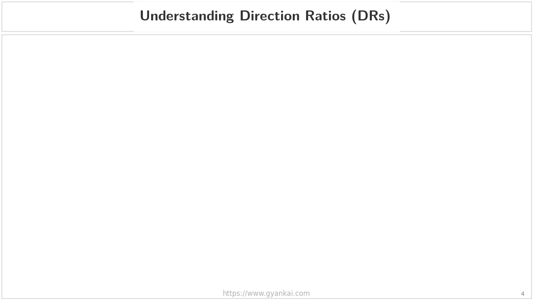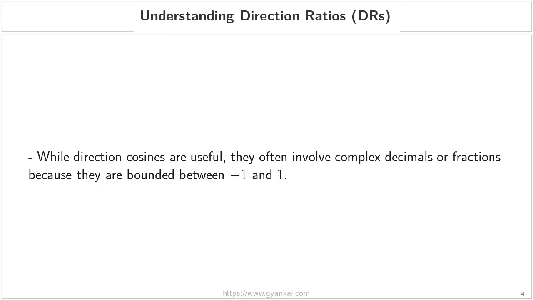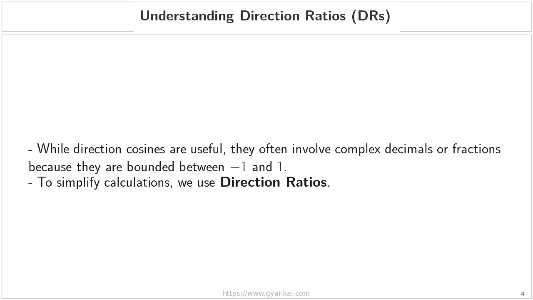Understanding direction ratios, DRs. Now you might be wondering, if we already have direction cosines, why do we need another concept? Well, as we saw in the previous slide, direction cosines are tied to the cosines of specific angles. Because these values are bounded between -1 and +1, they often result in very messy decimals or complicated fractions that make your algebra much harder than it needs to be.